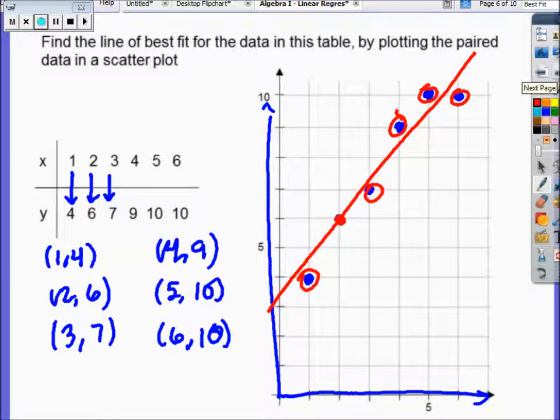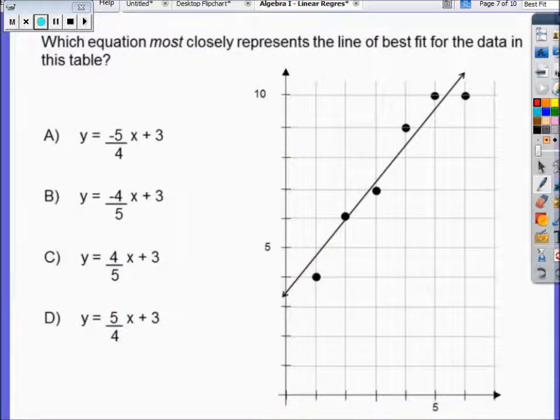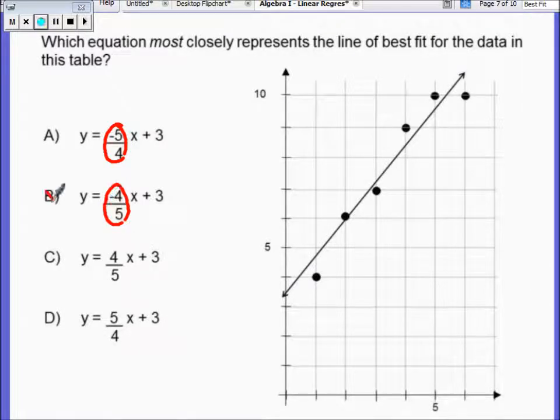This is a question that you might see on a quiz or an SOL, and it's going to ask you which equation would most closely represent the line of best fit for the data in this table. Looking at our graph and our line of best fit, we know it has a positive correlation, and we know the line is going to have a positive slope. Just looking at A and B, we can see those slopes are negative, so we can automatically eliminate those two as options.